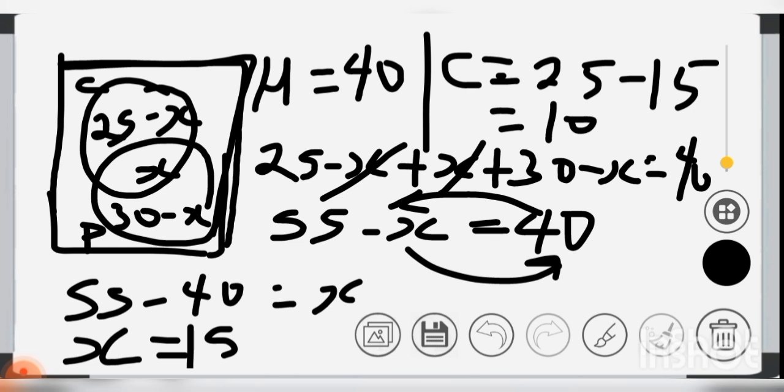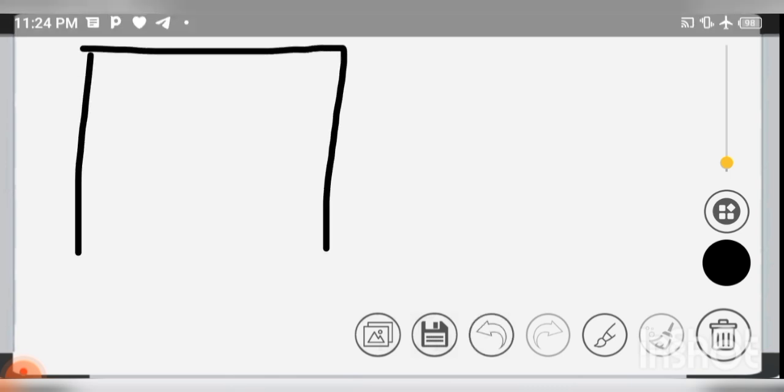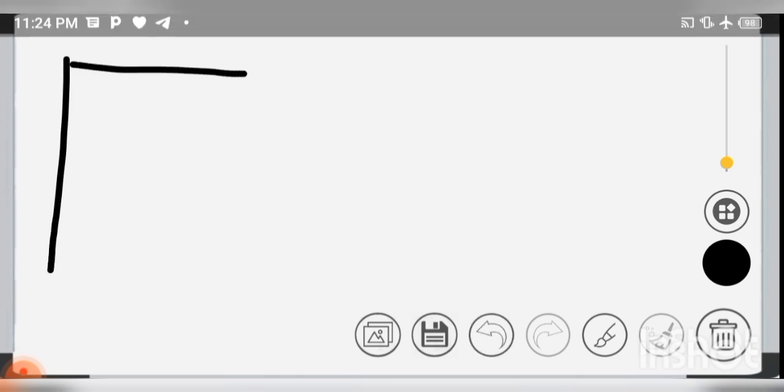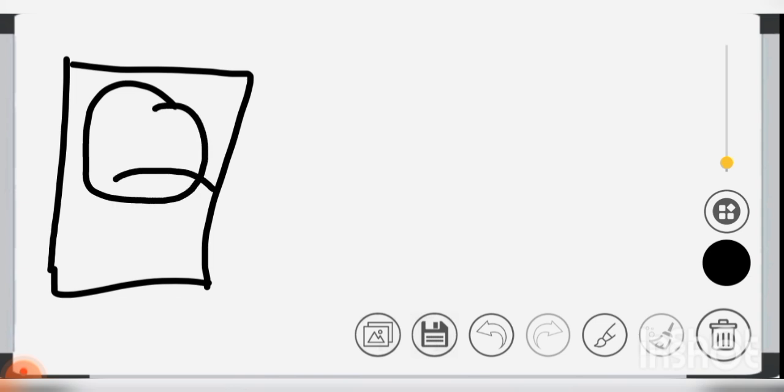Now, there's another question here, which is something like this. They said in a sample of 80 car owners, it was revealed that 24 own Jeeps and 62 own cars which are not Jeeps. Find the number of people who own both a Jeep and some other cars. If we use a rectangle to represent that sample, something like this.